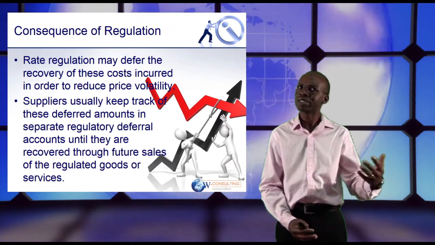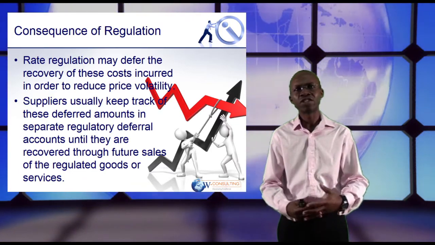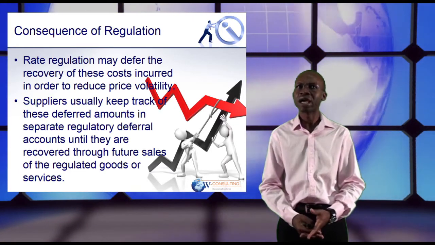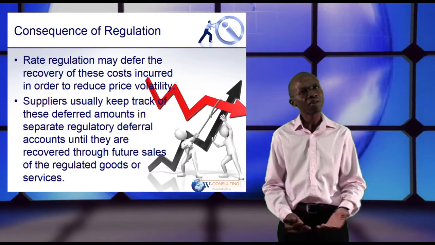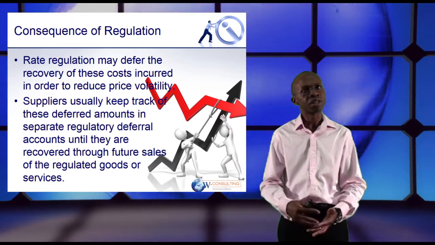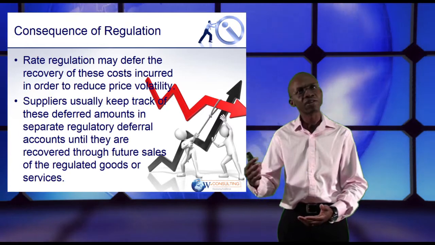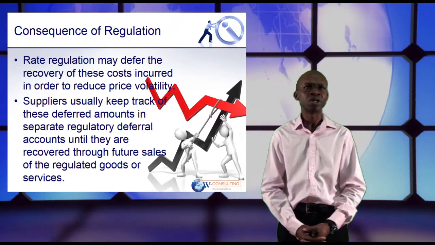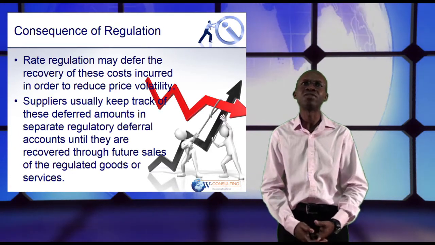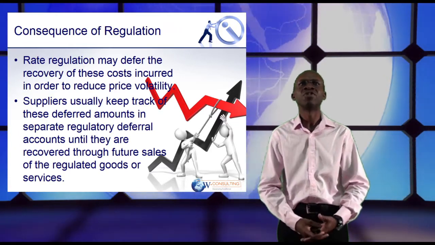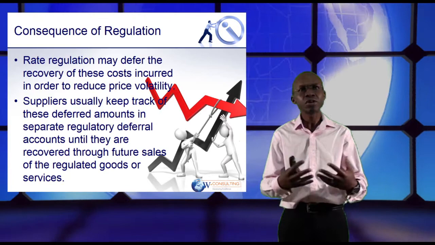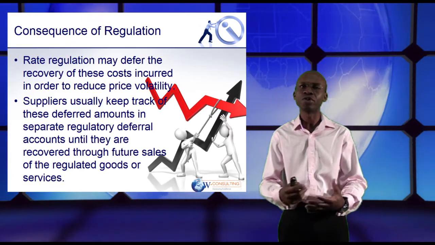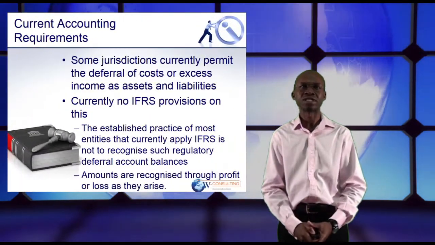If my scenario has gone the other way, and I've generated a profit of 7% when it should have been 10, well, then I've got an asset on my hands in that I'll then be able to apply for a higher tariff increase in the following period. So what suppliers will do in a situation like this is that they'll keep track of these deferred amounts in separate regulatory deferral accounts until such time that they're able to recover them through future sales of the goods and services that they're providing.